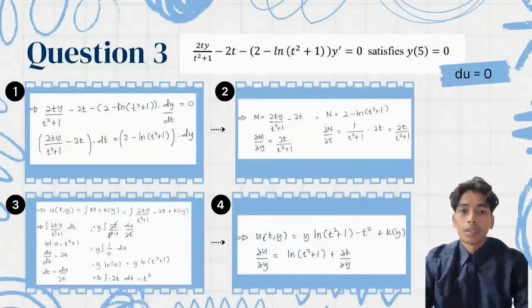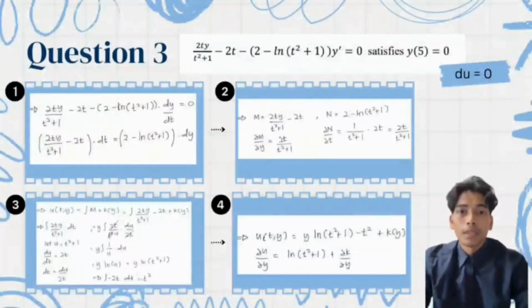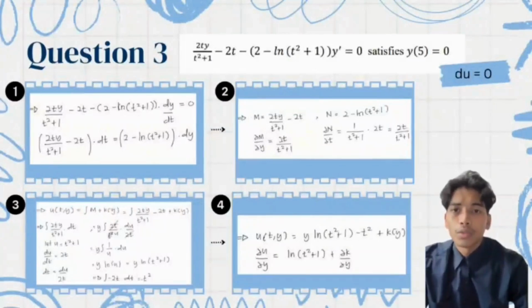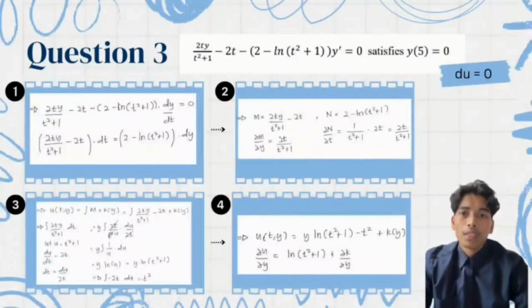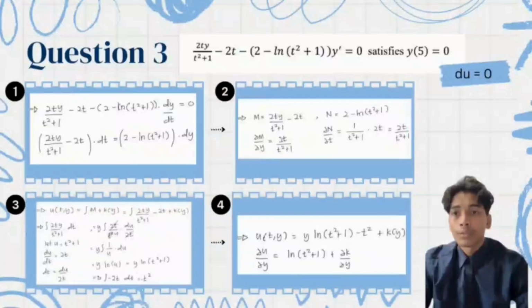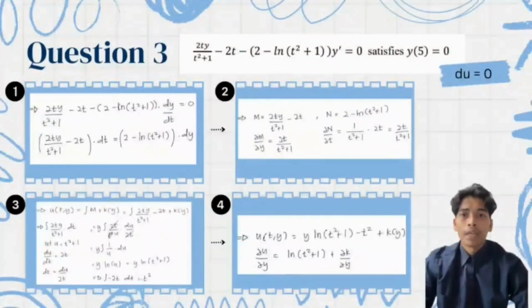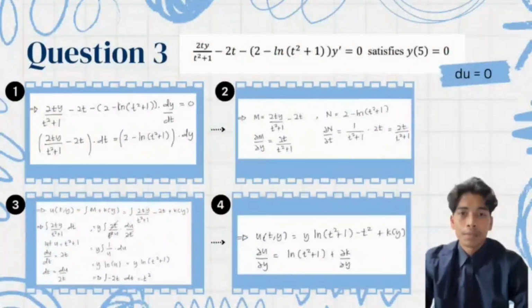So here is the explanation about question 3. By the equation given and satisfy y equal to 0 at x equal to 5, which means we need to find c. So the first step, we just rearrange the equation in terms of dy over dt, and we will get our m and n value. The left hand side is represented as m, and the right hand side is represented as n.